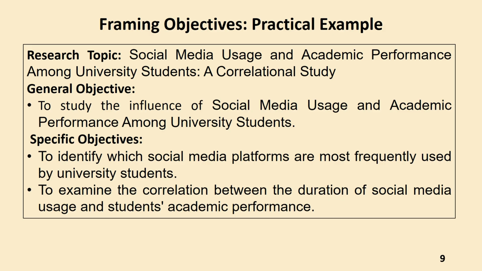Now you can see here the topic itself says everything, that there are two major variables which are visible to us. First is social media usage and second is academic performance. One is dependent, other is independent, and it's a correlational study, means we are looking into the effect of one variable over the other variable and in what sense these are affecting each other.